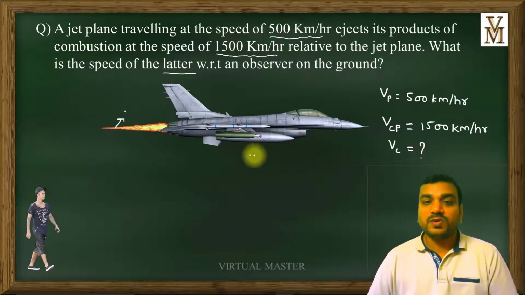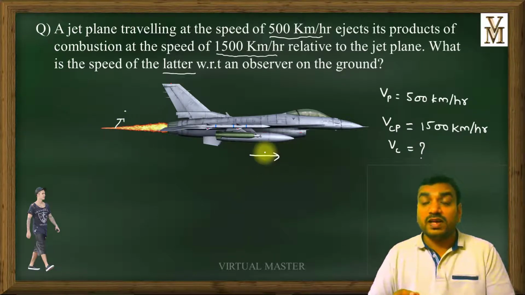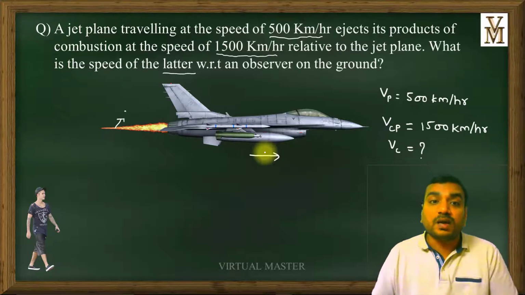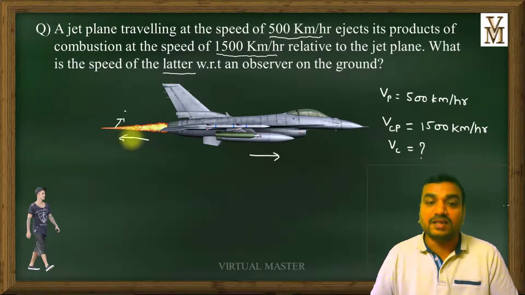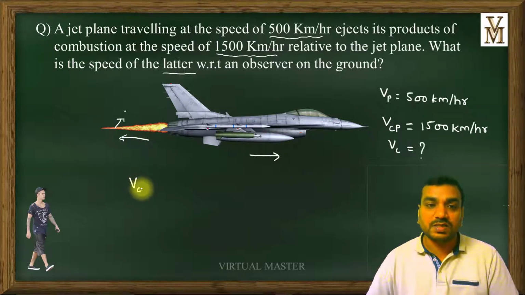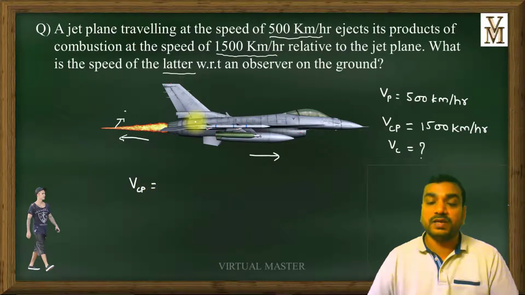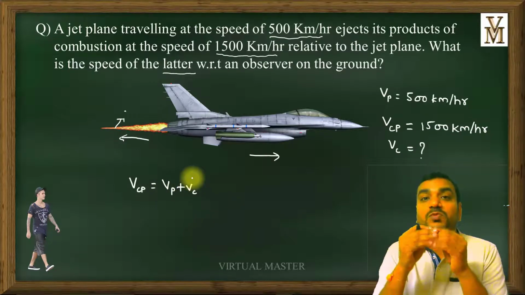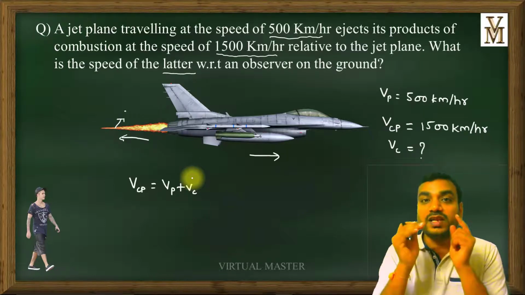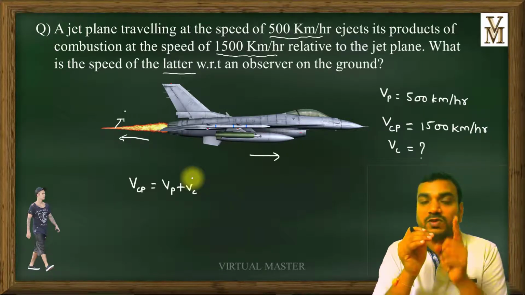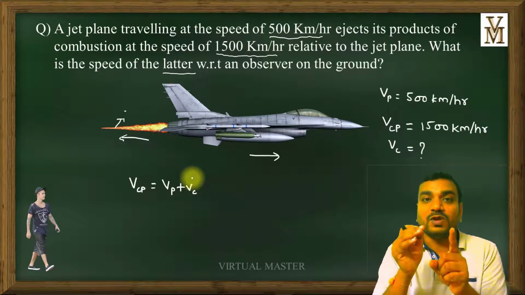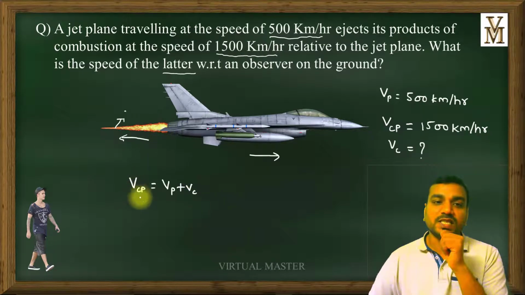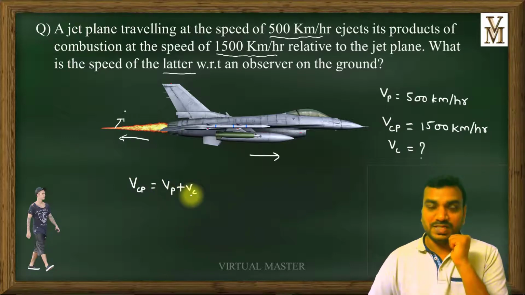Now the plane is moving in this direction, and the smoke or fire will be moving in the opposite direction. It is moving in this direction. So we can write the relative velocity of the combustible products with respect to the plane will be equal to VP plus VC. Since the smoke and the plane are moving in opposite directions, the relative velocity will be equal to the sum of the velocity of the plane and the velocity of the smoke. So VCP will be equal to VP plus VC.